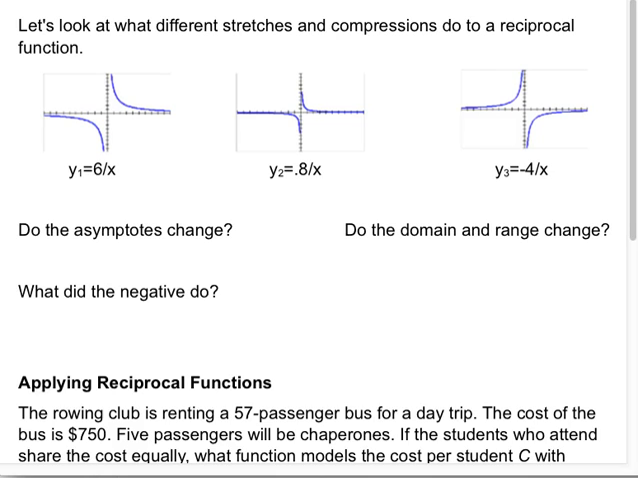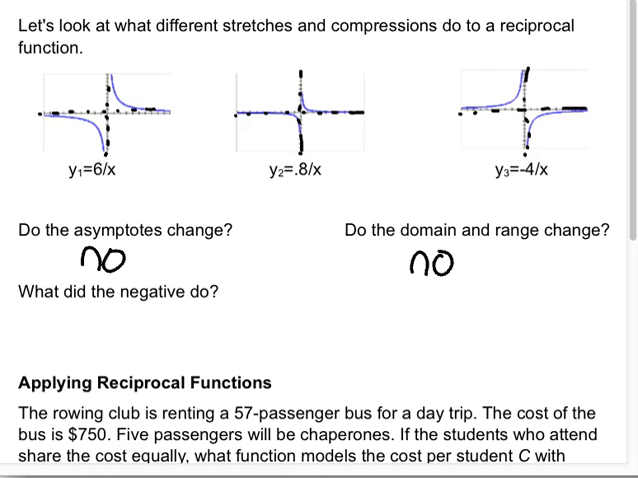So let's take a look at stretches and compressions of these reciprocal functions. I've given you 3 examples right there: 6 divided by x, 0.8 divided by x, and -4 divided by x. So I want you to think, the vertical stretch and compression, did the asymptotes change? I'm seeing the asymptotes all sitting at 0. So just simply stretching these functions doesn't change the asymptotes. It also, therefore, doesn't change the domain and range.